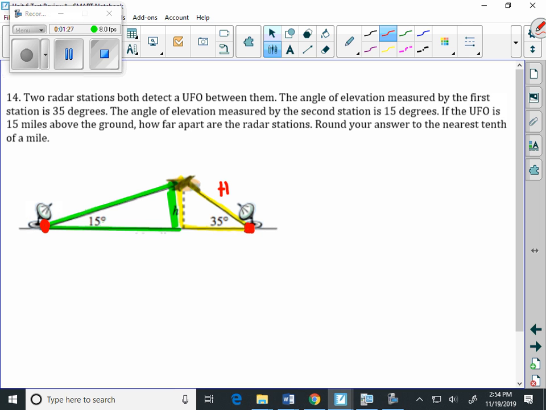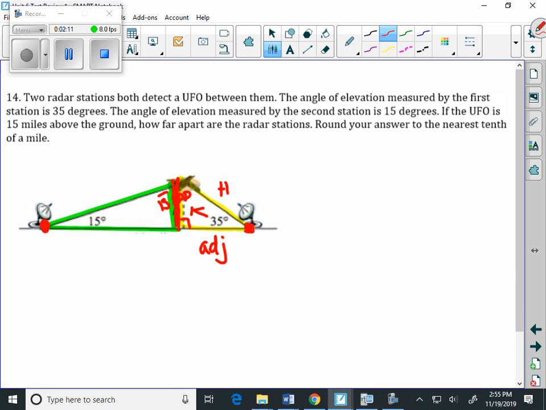here is the hypotenuse. There's our right angle. Across from 35 is the opposite, which in fact is going to happen to be an opposite in the green triangle as well. And then this side is the adjacent side. And in our triangle, the opposite side is labeled H. But if we go back and look at the problem, it really says the UFO is 15 miles above ground. So this length right here is 15 miles.